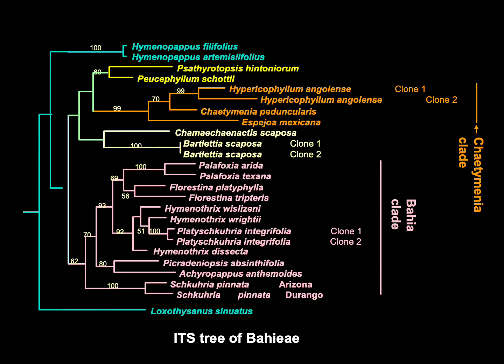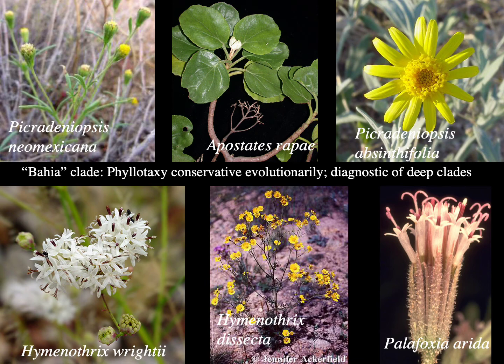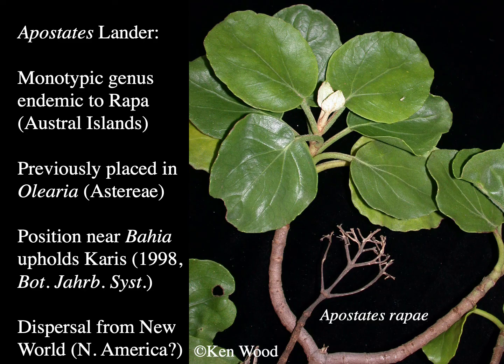So the Bahieae clade, the most diverse clade down here in pink in the lower part of this ITS tree, is one we've recently published on about 5 years ago now, looking at relationships that led to a generic revision. And what we found there was that the phyllotaxy was more conservative evolutionarily than we thought. So having alternate versus opposite leaves turned out to be diagnostic of fairly deep clades that cut across genera that had been miscircumscribed. So we have a better taxonomy now, but in any case, this particular clade shows quite a lot of morphological and ecological diversity, primarily in the desert southwest, getting into northern Mexico pretty far.